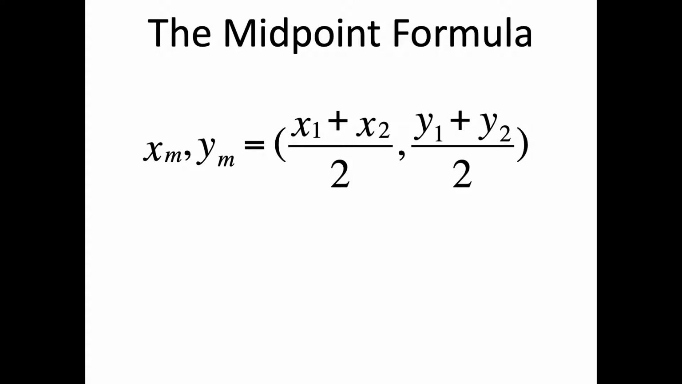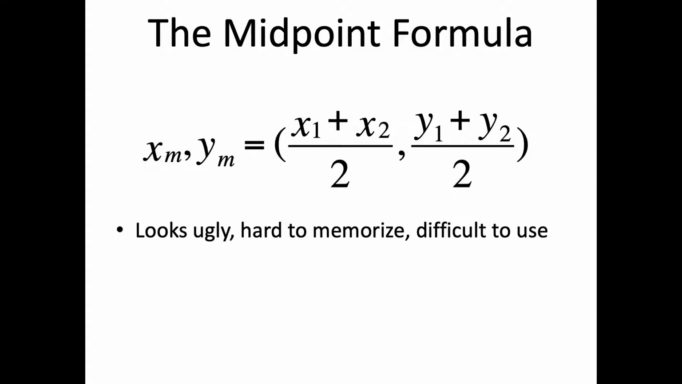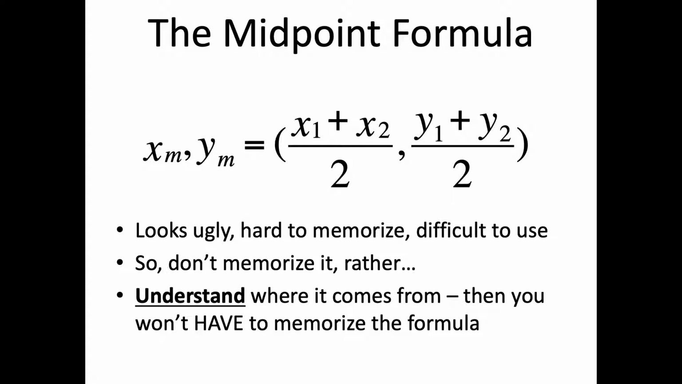x1 plus x2 over 2, comma, y1 plus y2 over 2 is our midpoint formula. Or just again, think of it as the average of the 2 points. You add them up and divide by 2. Okay, it looks hard and difficult to memorize, so don't memorize it. Rather, we're going to understand where it comes from, then you don't have to memorize the formula.